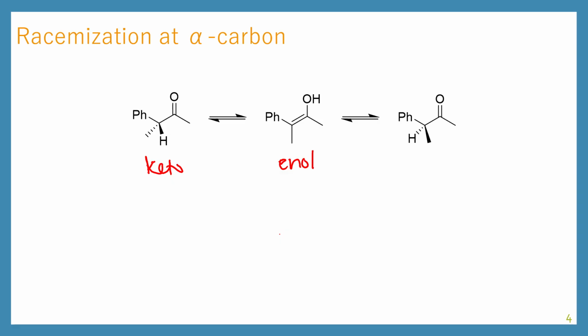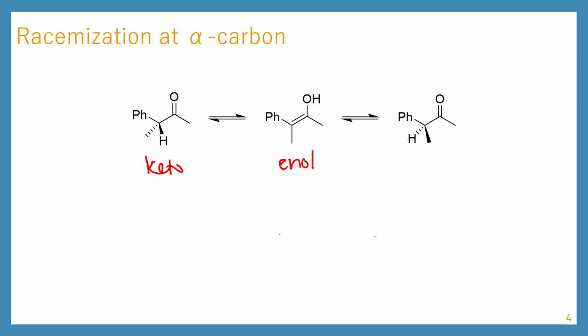Now, you may be wondering why this hydrogen and not one of these three. That's because this is going to give us the more substituted alkene. So this is the more likely enol to form because it is more stable. It's going to be more energetically favored. So this is the enol that will form.